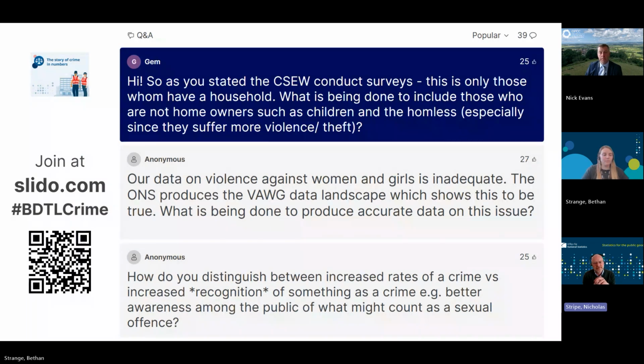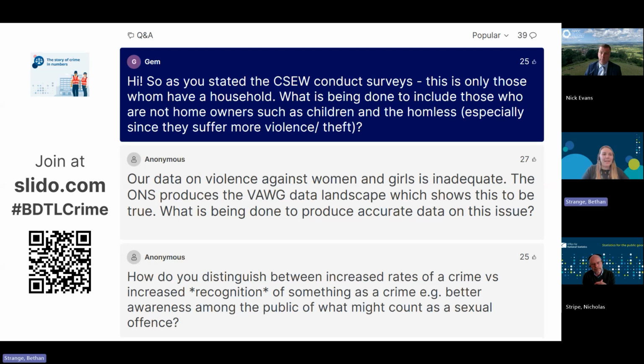In terms of people that don't live in private households, the homeless are a good example. People who live in institutions is another good example. Actually, student halls of residence is another example. That's tricky. We don't have plans at the moment. We know that that is a data gap in what we're seeing. So you ask a very relevant question that we were aware of, but at the moment we do not have the resources to try and do anything about it.